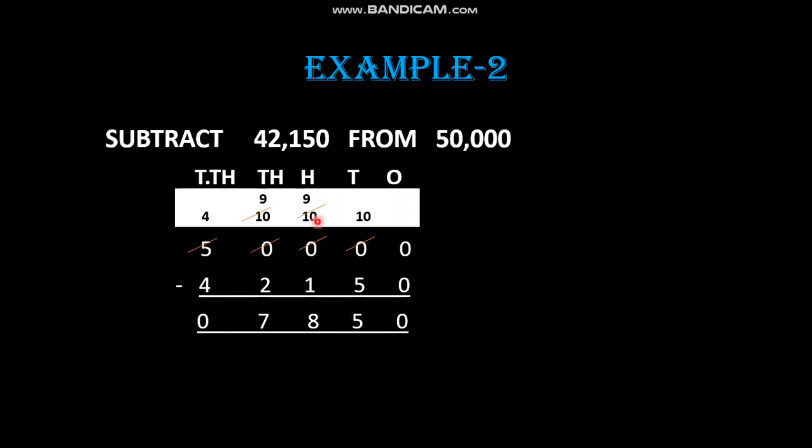Now here what is left is 9. So 9 minus 1 is 8. What is left here at the thousand place is again 9, and 9 minus 2 is 7. And at the 10,000 place what is left? It is 4. Now 4 minus 4 is 0.